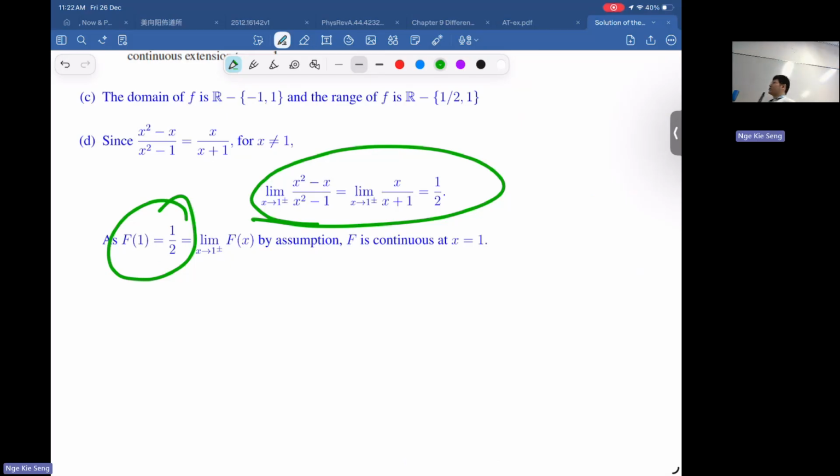Actually, you don't need to show plus minus. You also can get full marks here because the limit exists. So you can just compute the limit when x goes to 1. Okay, so you will get full marks there.